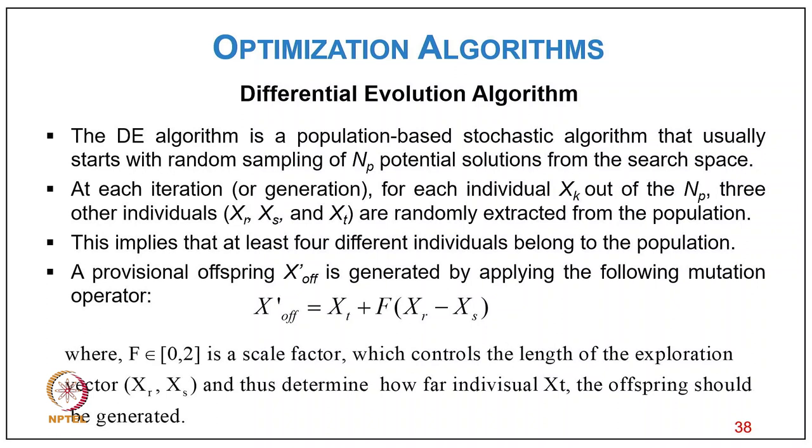That usually starts with random sampling of NP potential solutions from the search space, and at each iteration or generation, for each individual XK out of the NP, three other individuals XR, XS and XT are randomly extracted from the population, and this implies that at least four different individuals belong to the population. A provisional offspring X dash is generated by applying the following operation: X dash equals XT plus F times (XR minus XS), where F belongs to 0 to 2 and is a scale factor which controls the length of the exploration vector of XR XS and thus determines how far from the individual XT the offspring should be generated.